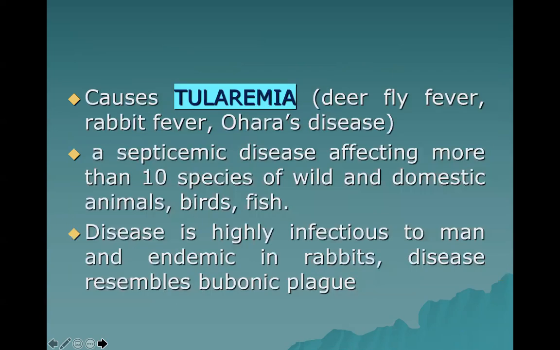The disease caused by the organism Francisella tularensis is known as tularemia. Other names of the disease are deer fly fever, rabbit fever, and O'Hara's disease. This condition is a septicemic disease affecting more than 10 species of wild and domestic animals, birds and fish, and even humans, as we have mentioned. The disease is highly infectious to man and endemic in rabbits. It resembles bubonic plague, which is caused by another pathogen, Yersinia pestis.